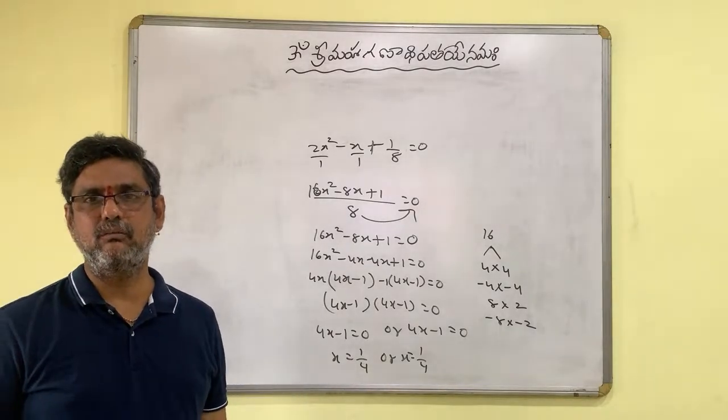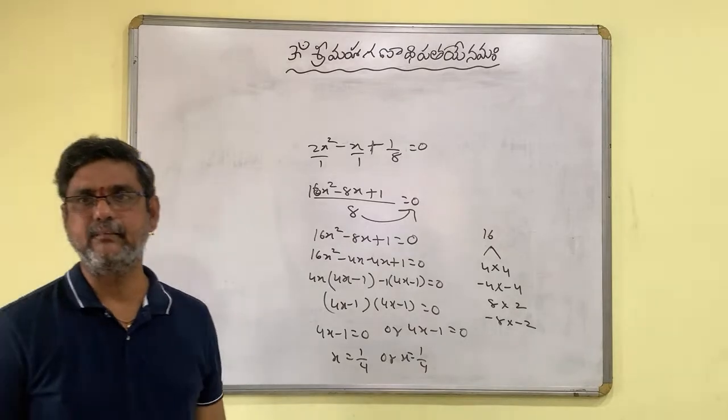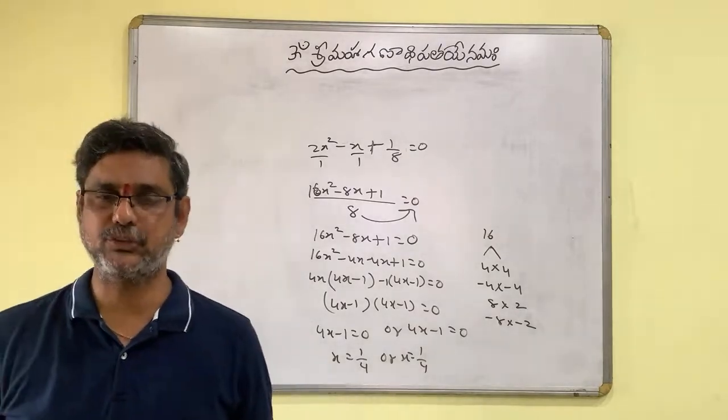So the x values are 1/4 and 1/4, equal roots we have.